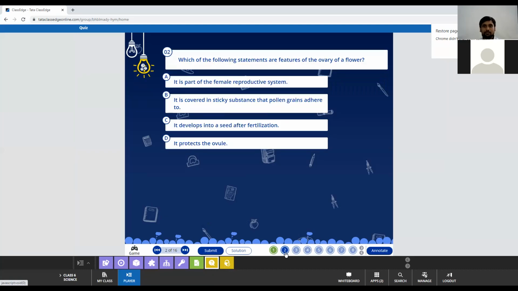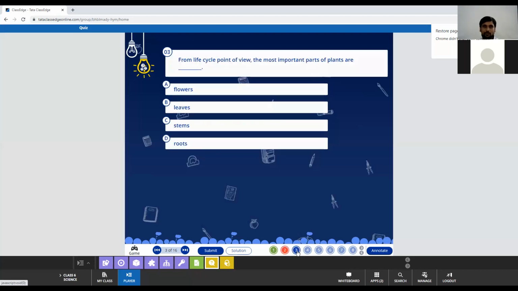Which of the following statements are features of the ovary of a flower? It's a part of the female reproductive system. It is covered in the sticky substance that pollen grains adhere to. It develops into seed after fertilization. It protects the ovule. Sir, is it option D? It protects the ovule. We'll check it out. Yes, it's correct.